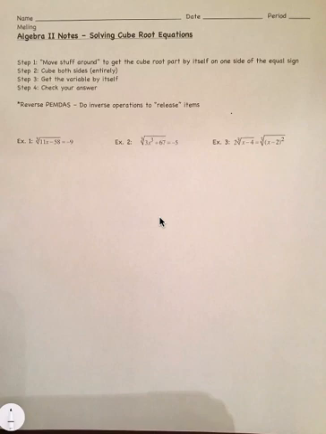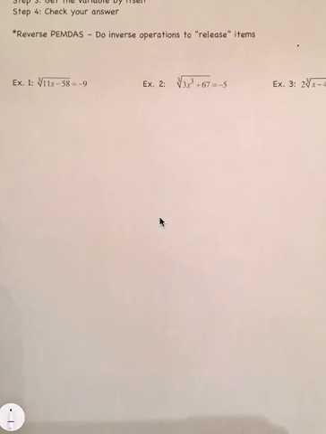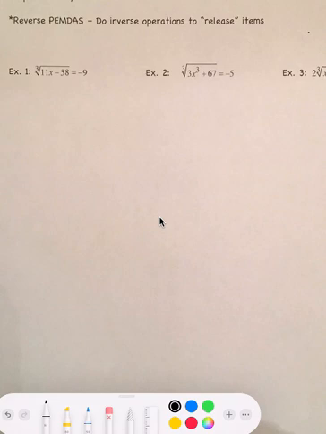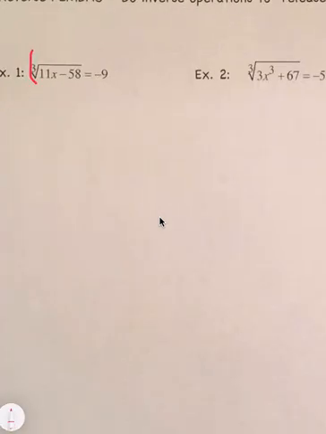So I'll take you through these, and I think you'll see they're fairly simple overall. This first one, okay, cube root of 11x minus 58 equals negative 9. So in this case, we don't have to move anything. All we need to do is cube both sides.